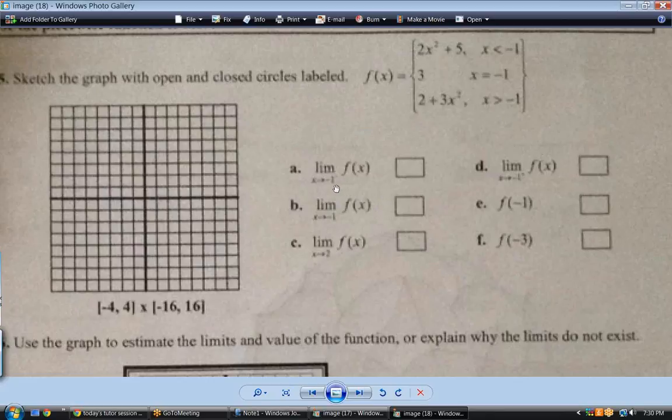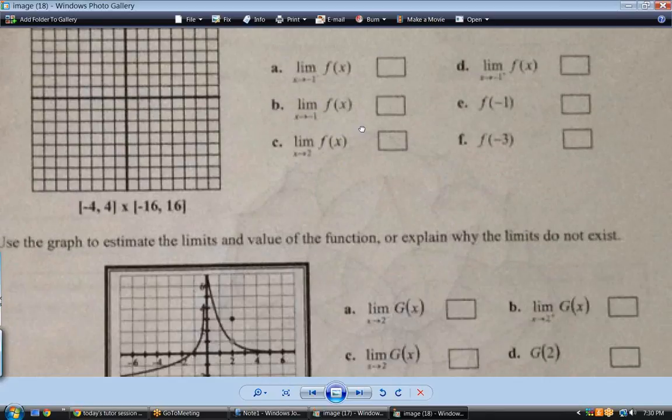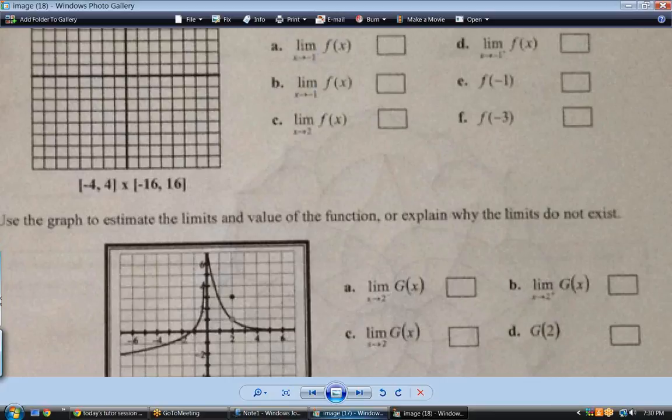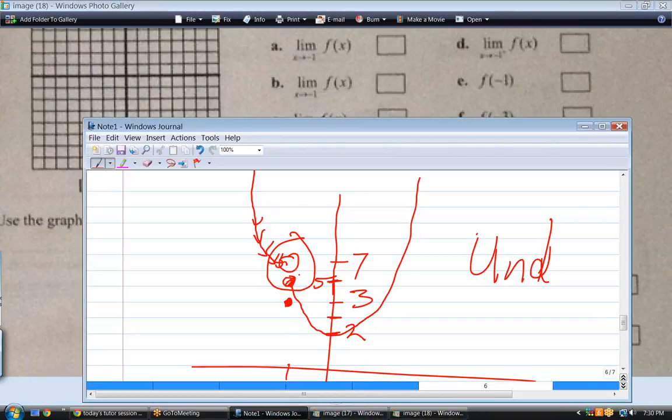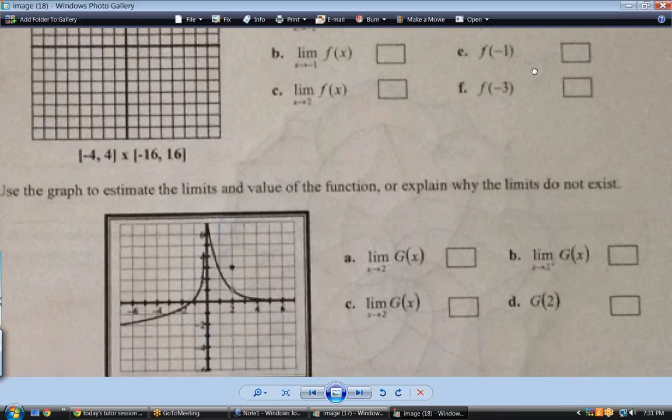Okay, so f of x as we approach -1 from the left side is what? 7. From the right side? 5. What's the limit as we approach -1? Undefined. And what is f of -1? 3. You got it. If you understand those 4 questions, you understand this stuff.